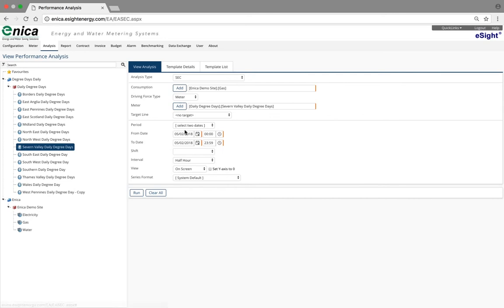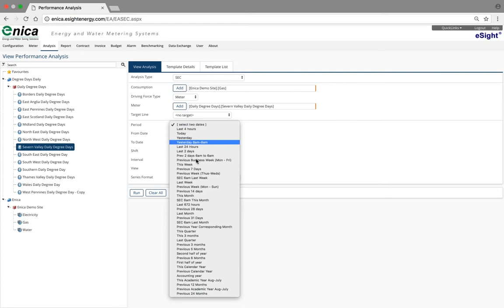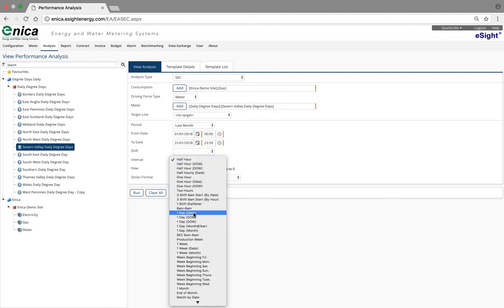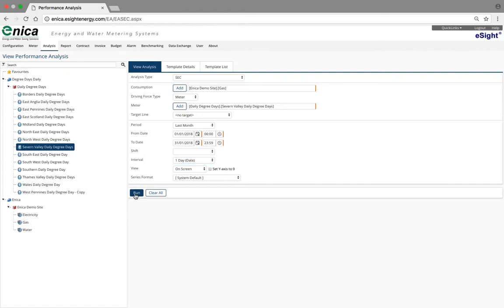And now we need to take some period data. So over what period do we want to do this for? And let's say last month. And because we don't have half-hourly degree days, we have daily values, we're going to put that into 1 day values and click Run.